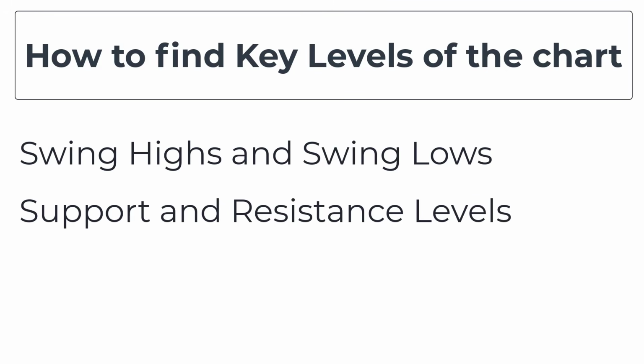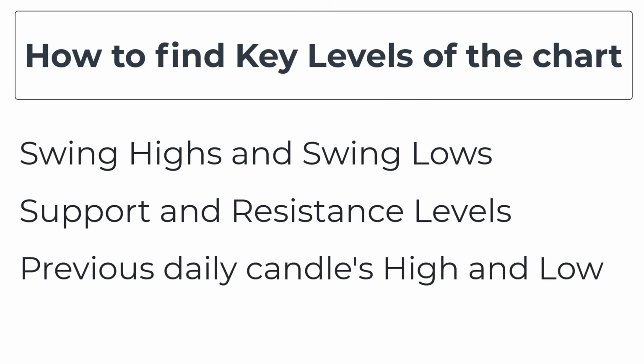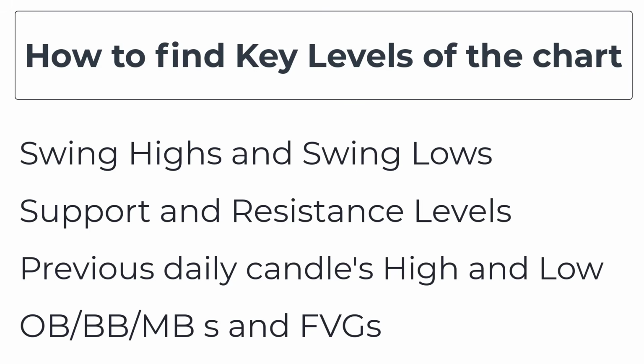Third, mark the previous day's high and low. These levels are very important in smart money trading. Finally, mark order blocks, breaker blocks, mitigation blocks, and fair value gaps from higher time frames. If you are trading on lower time frames like 1 minute, you should also include 15-minute levels. Now, let's quickly walk through an example.